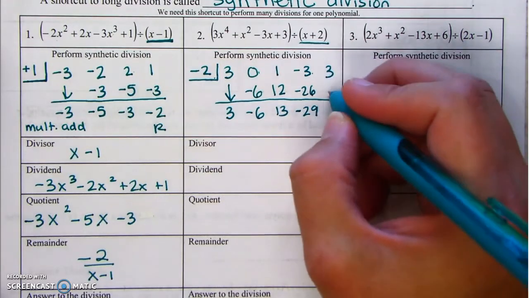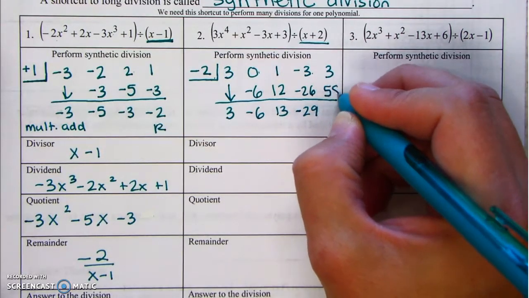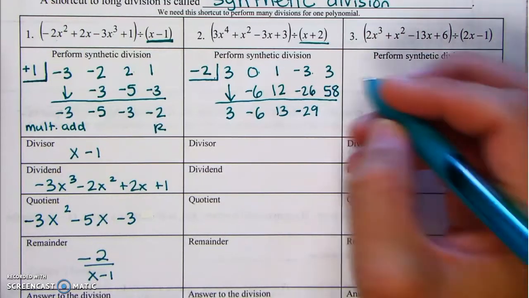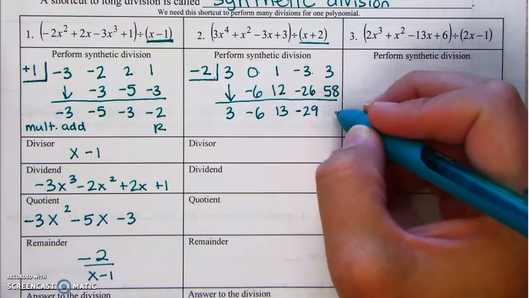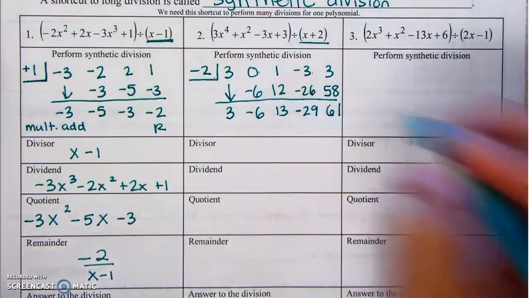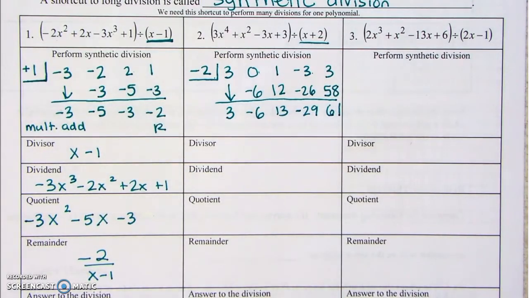Oh my gosh, I'm tired. Positive 58. I think so. Add down. 58, 59, 60, 61. Well, that's a silly one.